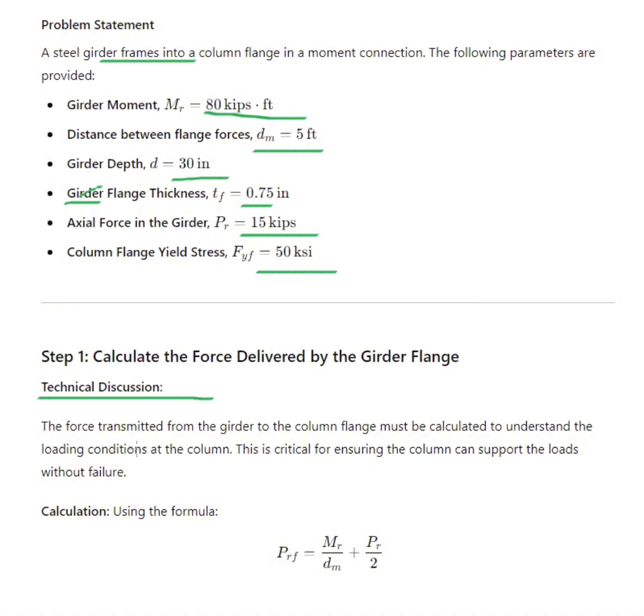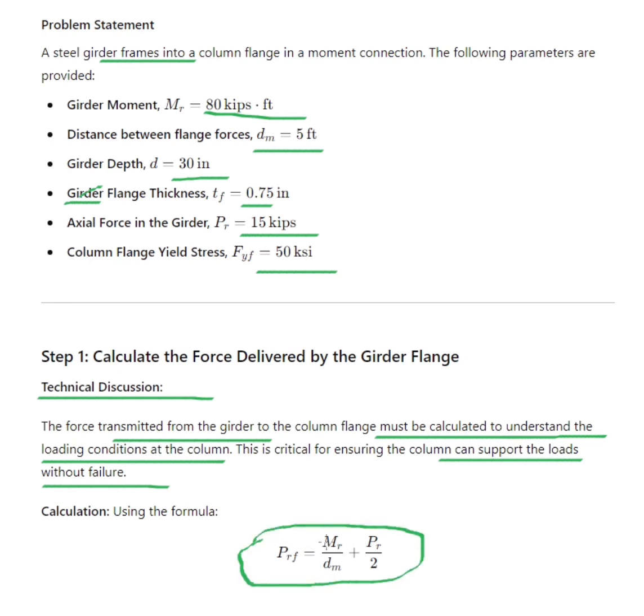So in the technical discussion, the force transmitted from the girder to the column flange must be calculated to understand the loading conditions at the column. This is critical for ensuring the column can support the loads without failure, right? So we need to first calculate what force is coming from the girder flange to the column flange. That is the moment from the girder divided by the effective depth of the girder, plus PR, the axial load in the girder divided by 2, because 2 flanges are there. So we can calculate the force delivered by the girder flange.